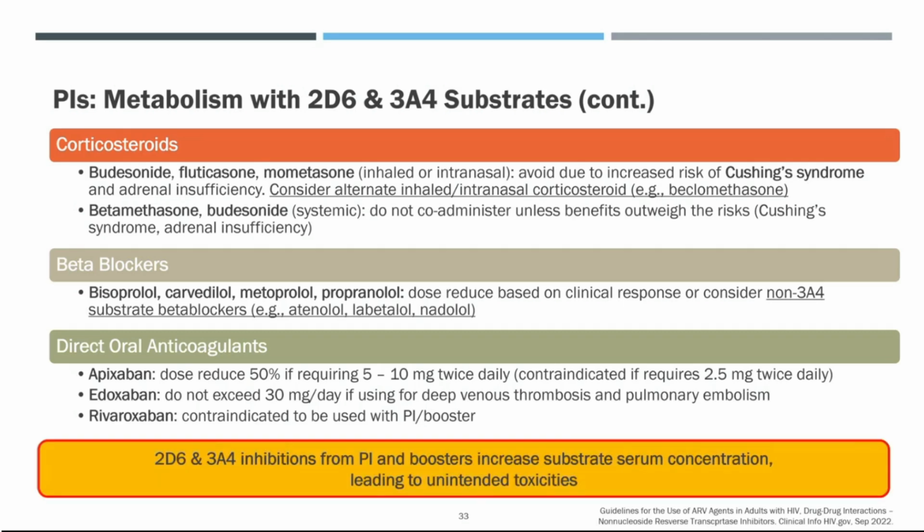So I talked about a lot of different interacting medications. The bottom line here is the 2D6 and 3A4 inhibitions from the protease inhibitors and their boosters are going to increase the serum concentrations of the 2D6 and 3A4 substrates, which can lead to significant unintended toxicities.